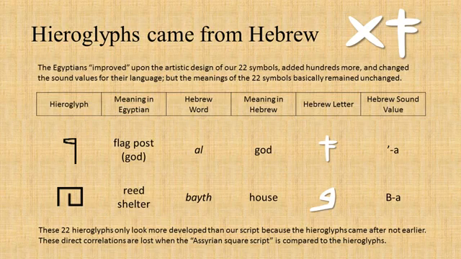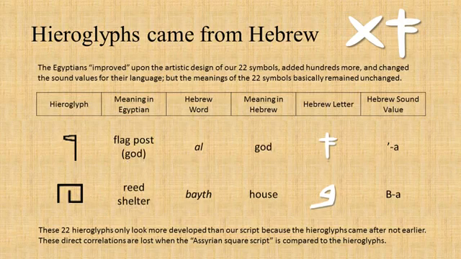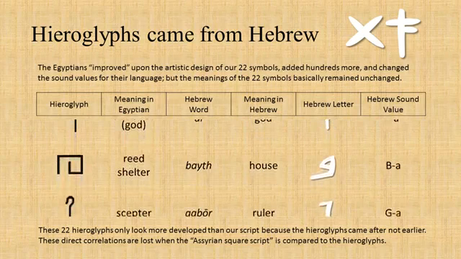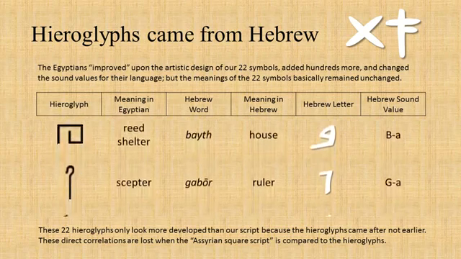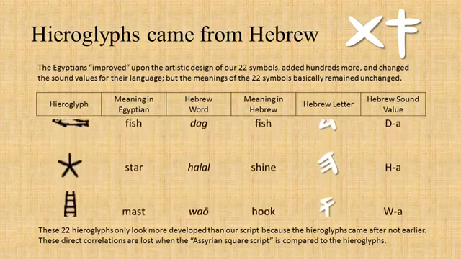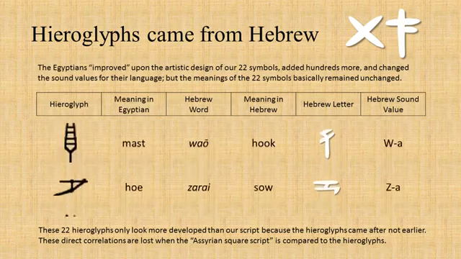Hebrew also did not come from the Egyptian hieroglyphs or the so-called Proto-Sinaitic script. The 22 symbols of our script were actually the inspiration for many of the Egyptian hieroglyphs. The reason our script looks less developed than the hieroglyphs is because the Egyptians, quote, improved upon the design of our more primitive script and added hundreds more symbols of their own.